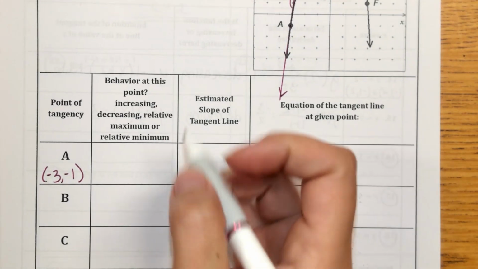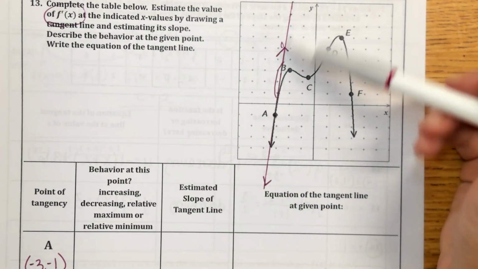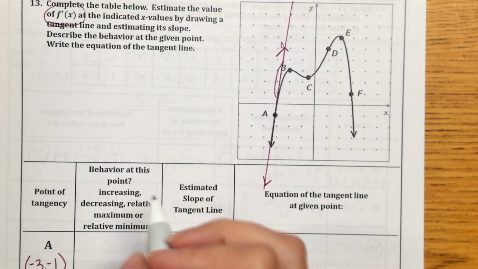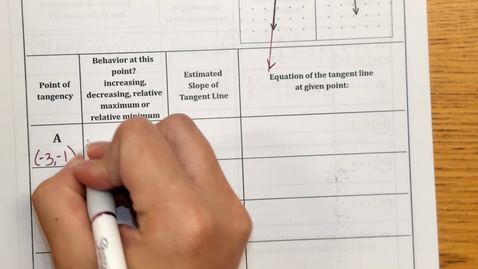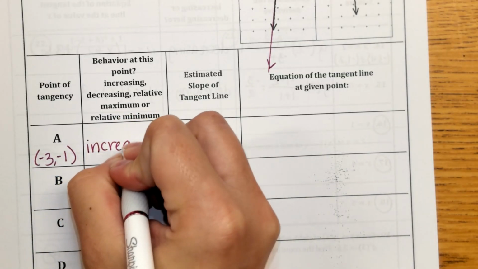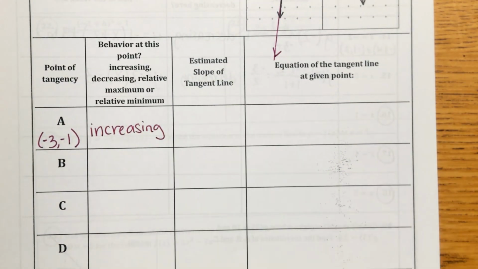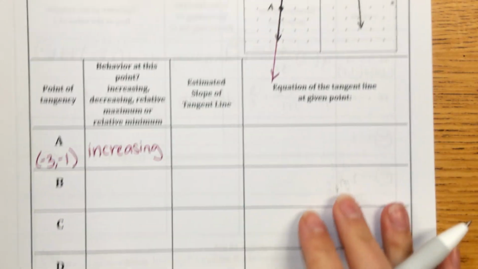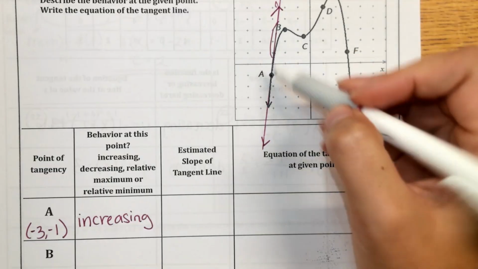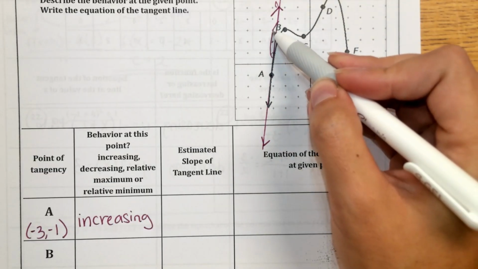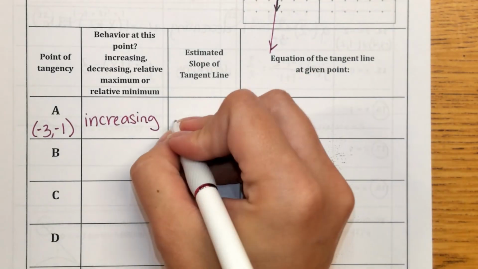So we're going to look at our behavior at this point. This line, is it increasing or decreasing? Or is that what we're calling a relative max or min? Increasing. Okay. We're going to estimate our slope here. My estimated point I'm going to use right here, this is 1, 2, 3, 4, 5, 6, 7, 8, 9 over 1. Our estimated slope is 9.